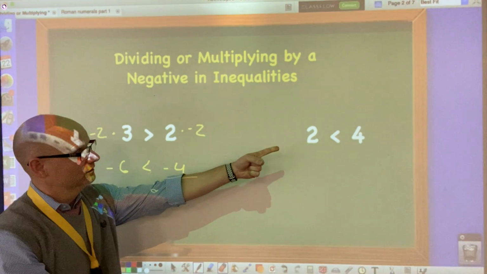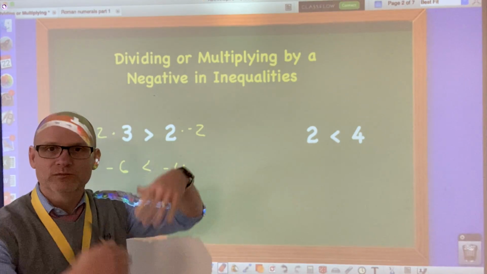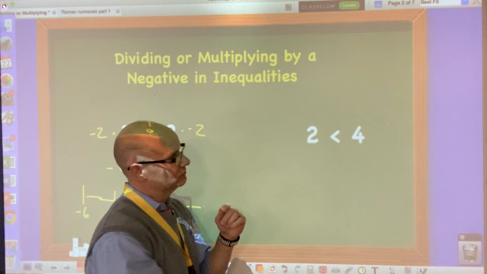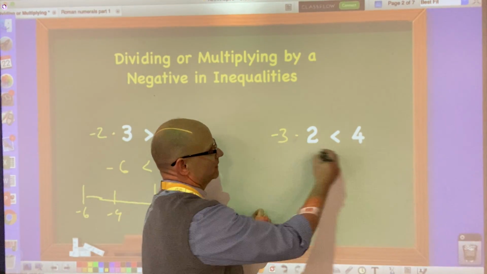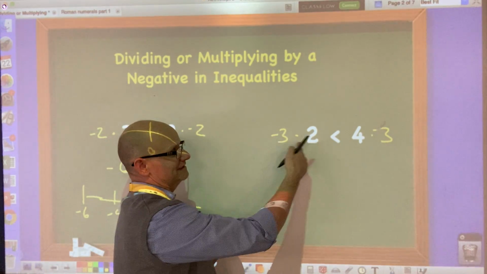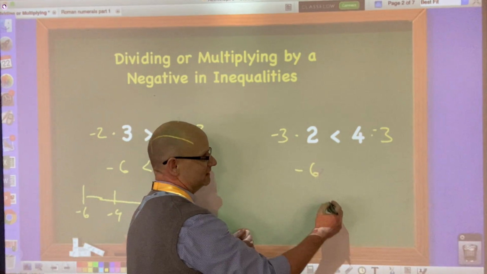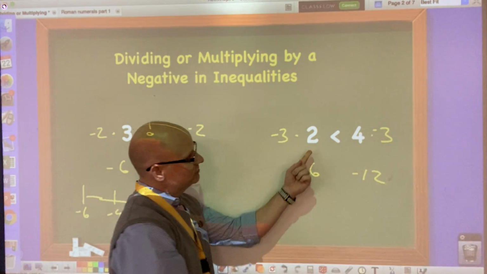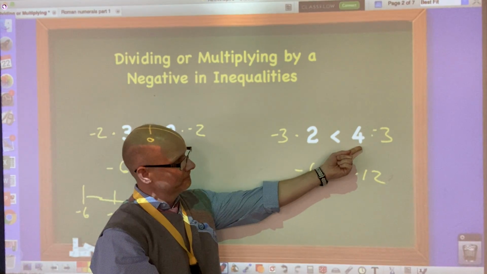Watch again. We'll do another one, but with a different number. Instead of multiplying by negative 2, let's multiply by negative 3. Okay, so watch what happens. Negative 3 times 2, negative 6. 4 times negative 3, negative 12. So initially we had 2 that was less than 4.